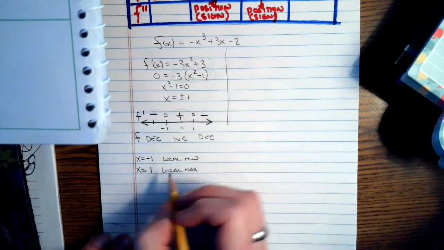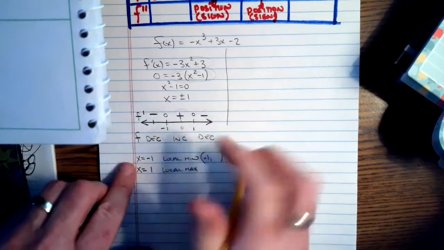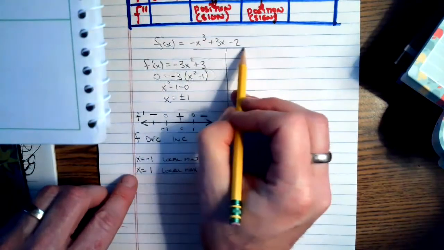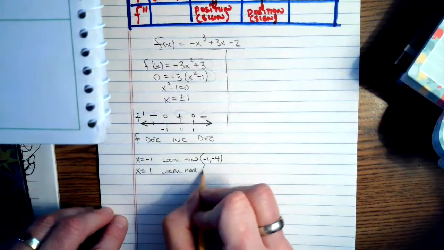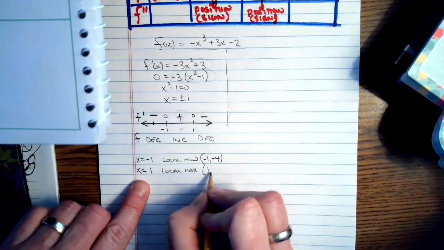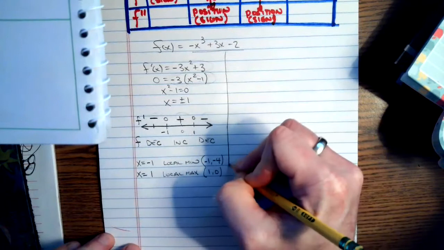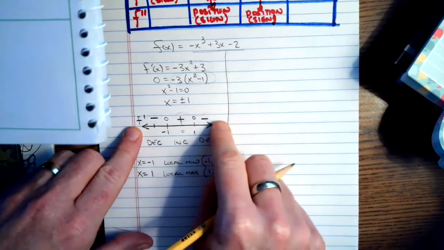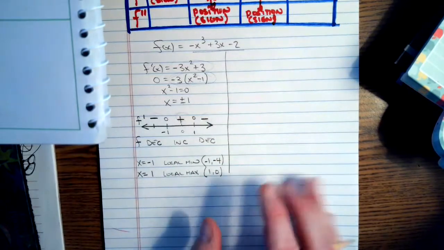Now, I can actually get those coordinates by going to the original function. So I'm going to take negative 1 and substitute it into the original function. I'll save us a little bit of time here. That's negative 4. I'm going to take 1 and put it into the original function. If I put 1 into the original function, I wind up getting 0. So I actually know the coordinates of the local max and min. And notice we use the graph's behavior around them, not substituting in points into the original function like we were earlier.